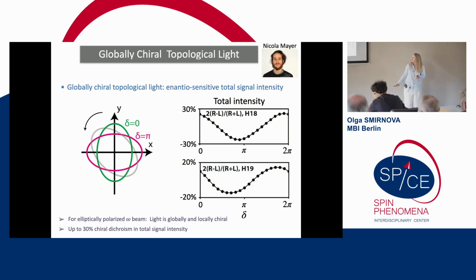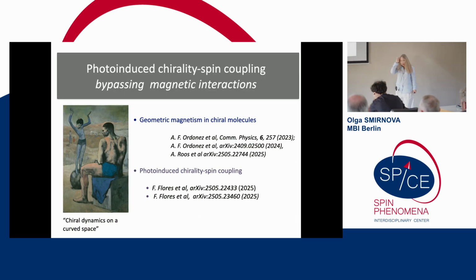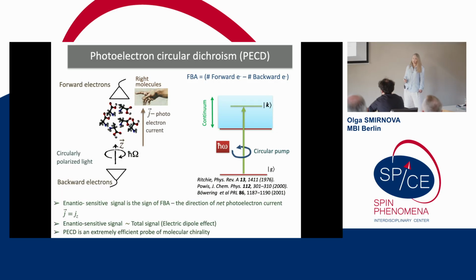Now I very quickly switch to a different subject, and here the connection to quantum materials may be a little bit more evident. I would like to talk about induced spin chirality coupling, bypassing magnetic interactions. And I have to tell you about one more effect that I didn't mention before. I will now be speaking about electrons and the photoemission process, and that's going to be a super simple process.